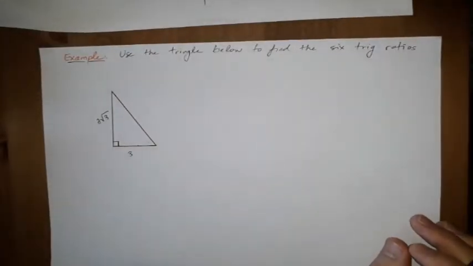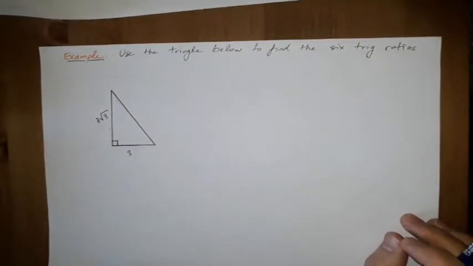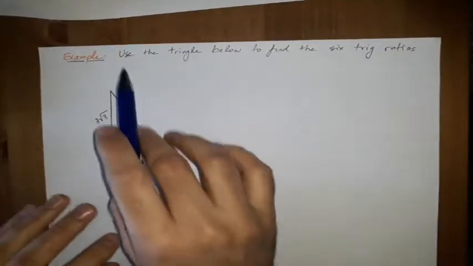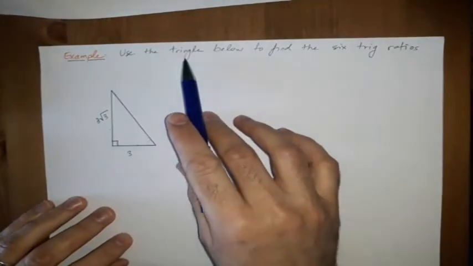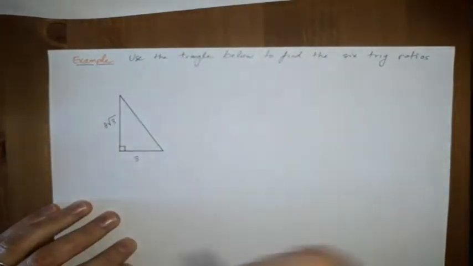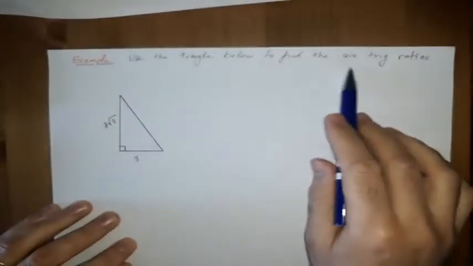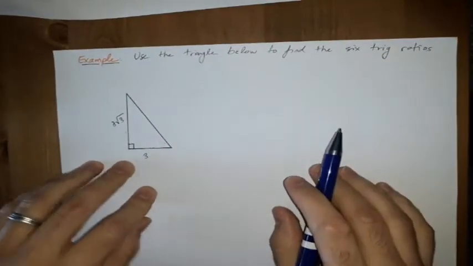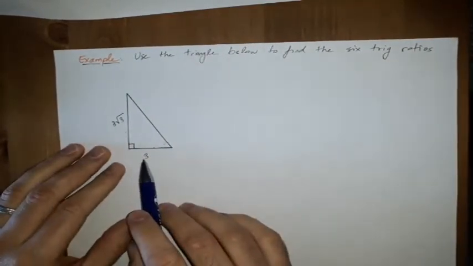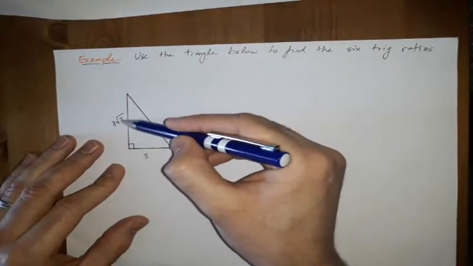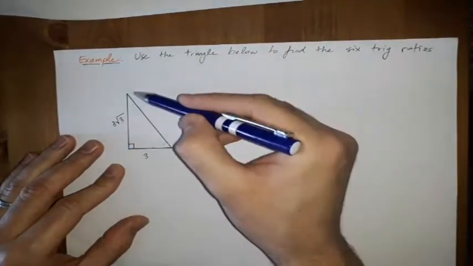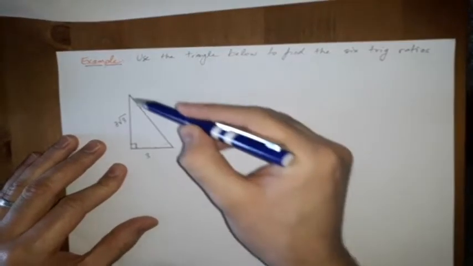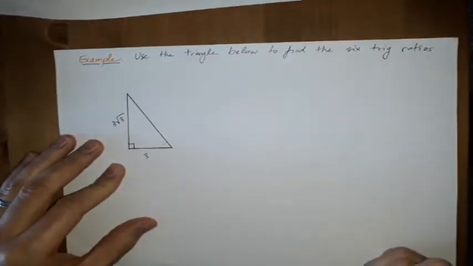So let's do an example to understand those trigonometry functions. All right. In the example, it says use the triangle below to find the six trig ratios. The triangle right here is a right triangle. This length is 3 square root of 3, and this length is 3, but we're missing the length of the hypotenuse, right?